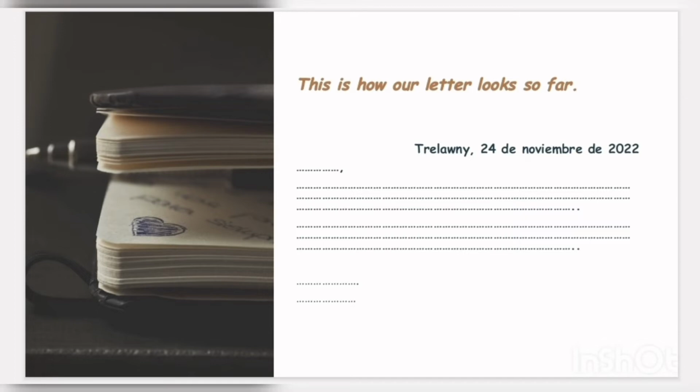So you notice I have Trelawney, then I have a comma, followed by the date. So that is how I want you to write it. So the top right hand corner, one line. So the address, comma, followed by the date.